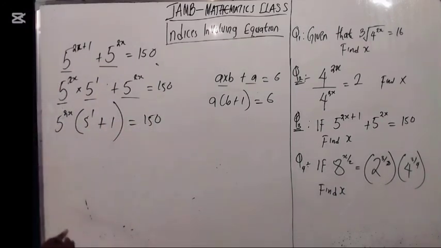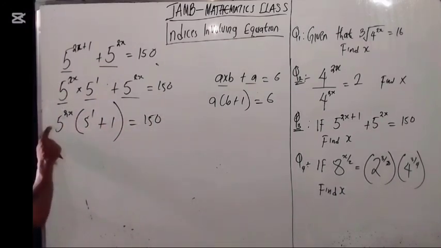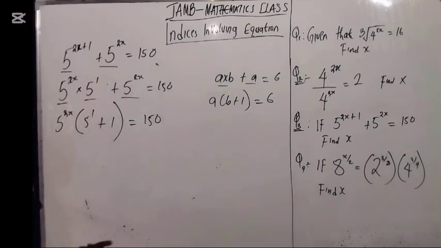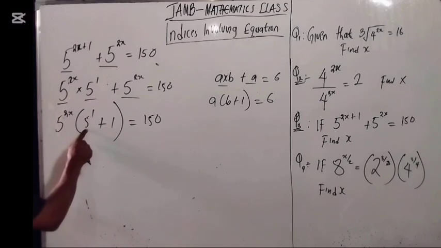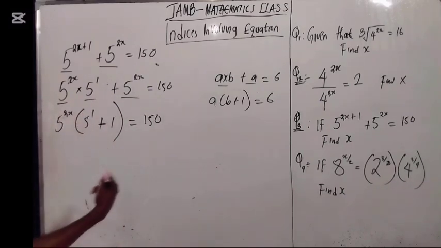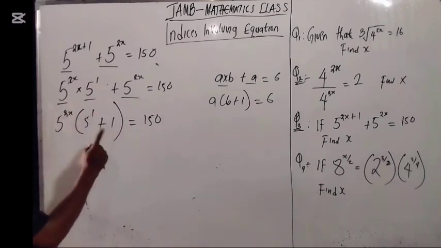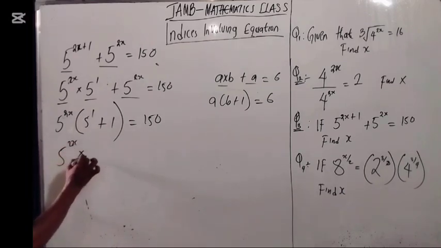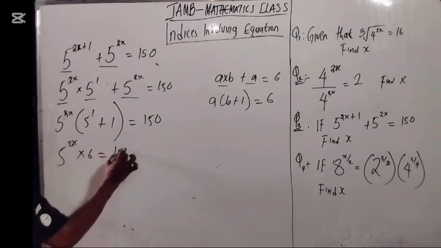Now if you open up the bracket here, this gives me this here, plus this gives me this. Do you understand? With this, 5 raised by 1 plus 1, that is 5 plus 1, is going to give me 6. So it will be 5 raised by 2x times 6 equals 150.